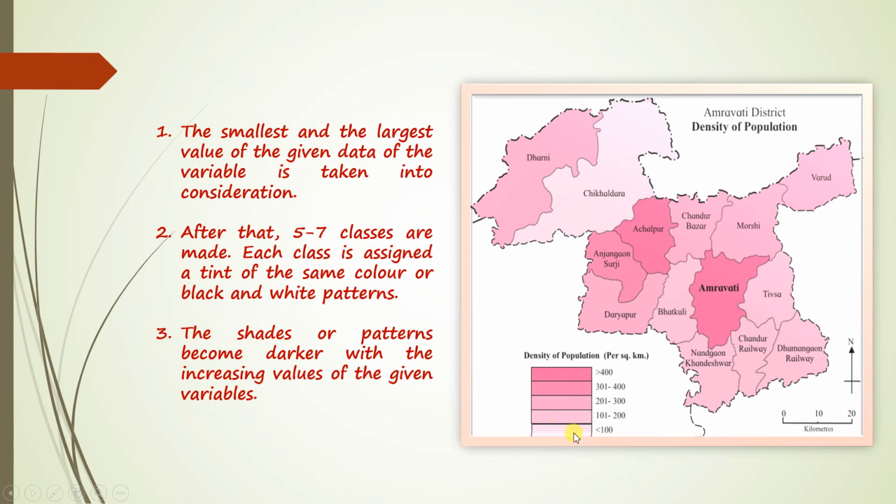Now here you can see Amravati has dense population. So the shade differs. Lowest population or lowest taluka has light color. Now here Chikaldara has lowest population. So the tint used here is very light. And Amravati taluka population is very dense. So here dark shade is given. So as the value increases or decreases, shade of the color also increases or decreases.